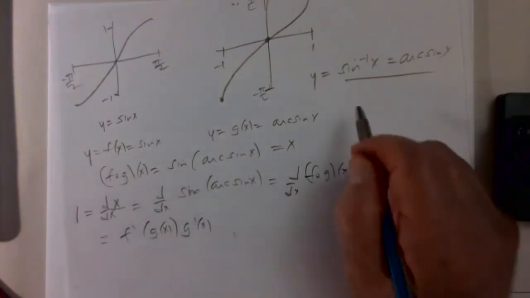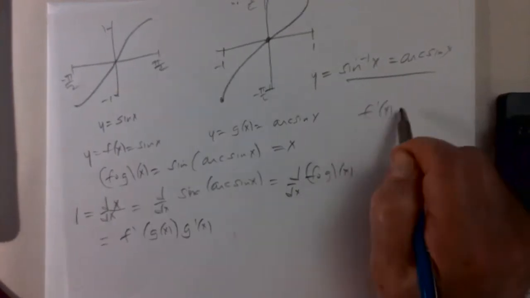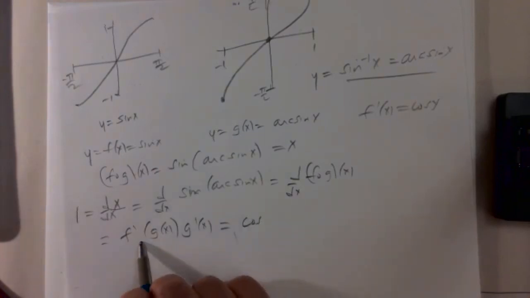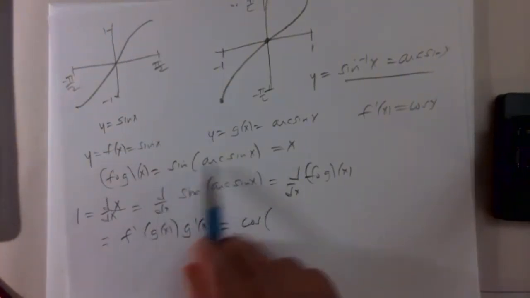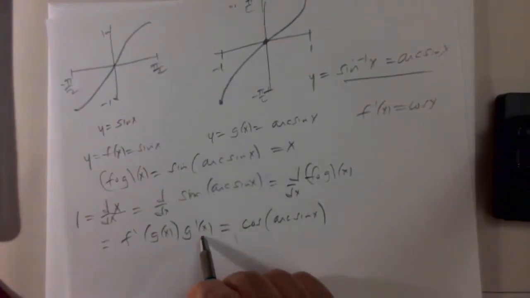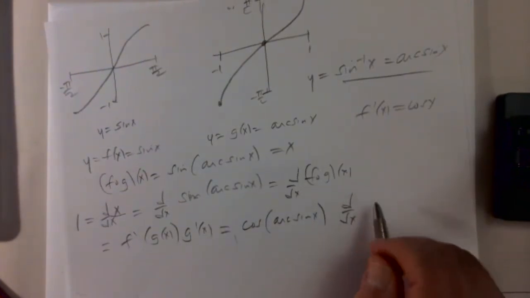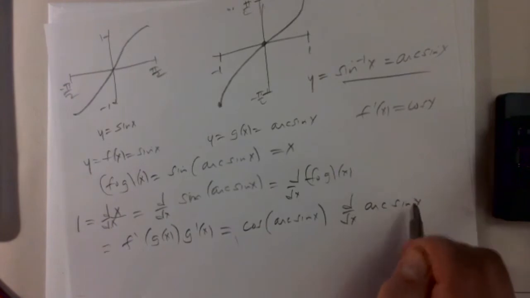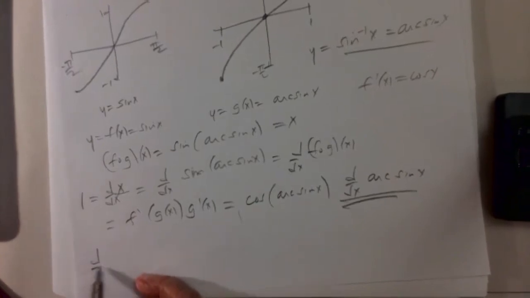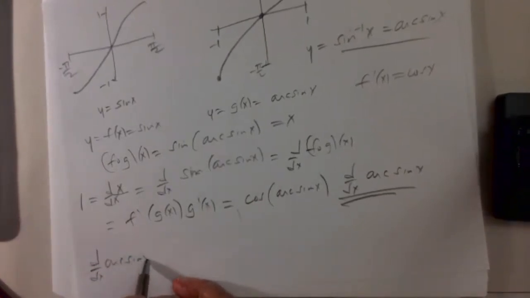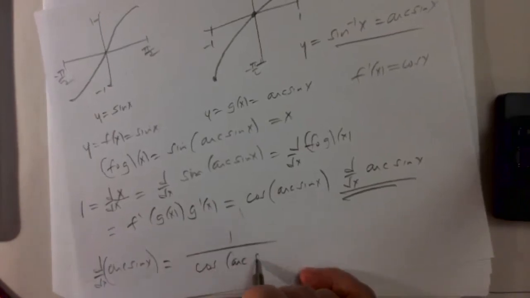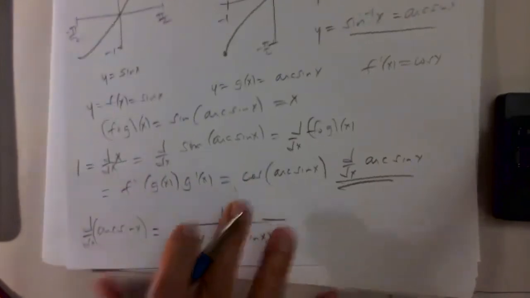If y is equal to f of x, the derivative of the sine is the cosine. So this is the cosine, f prime of g of x, the cosine of arcsine of x, times the derivative with respect to x of the arcsine of x. Right? This is what we want to find. This says that the derivative of the arcsine of x is 1 over the cosine of the arcsine of x.